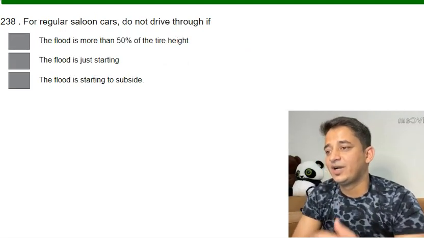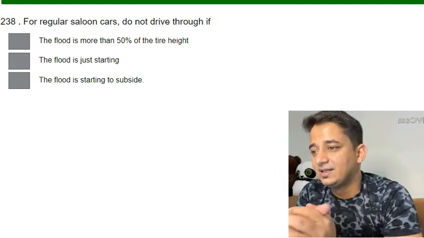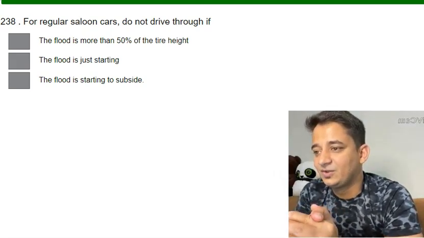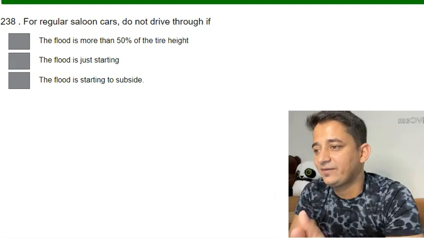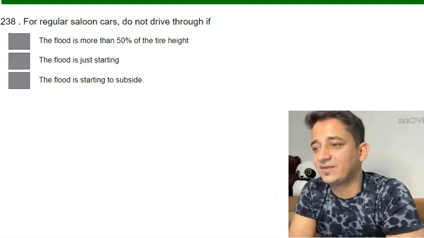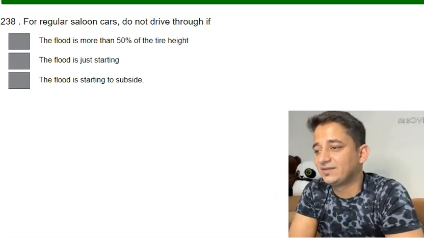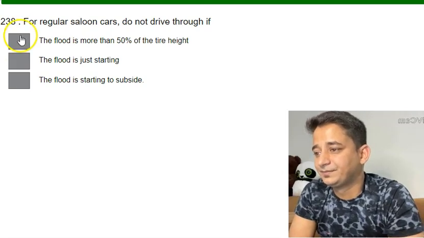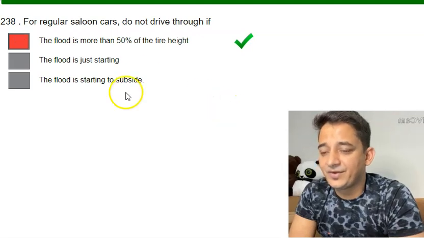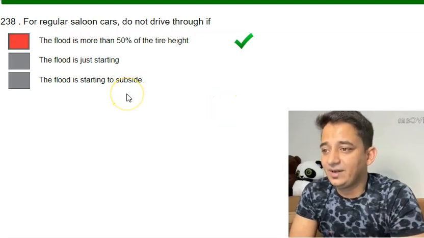Next question: for regular saloon cars, do not drive through if the flood is more than 50% of tire height, or if the flood is just starting, or starting to subside. If the flood water is above half of your car tire, you should stop driving.